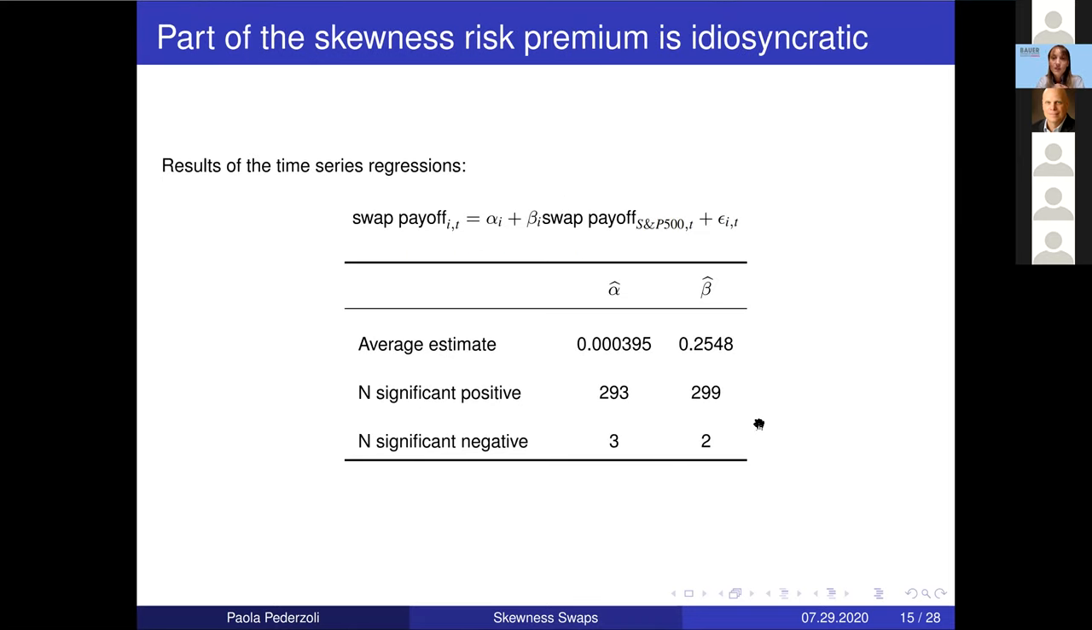To test for this, I regress for each stock the time series of the swap payoff on the time series of the swap payoff of the market. And what I find is that, not for all of the stocks, but for the majority of the stocks, there is an idiosyncratic component, which is positive. And also for many stocks, there is a systematic component.